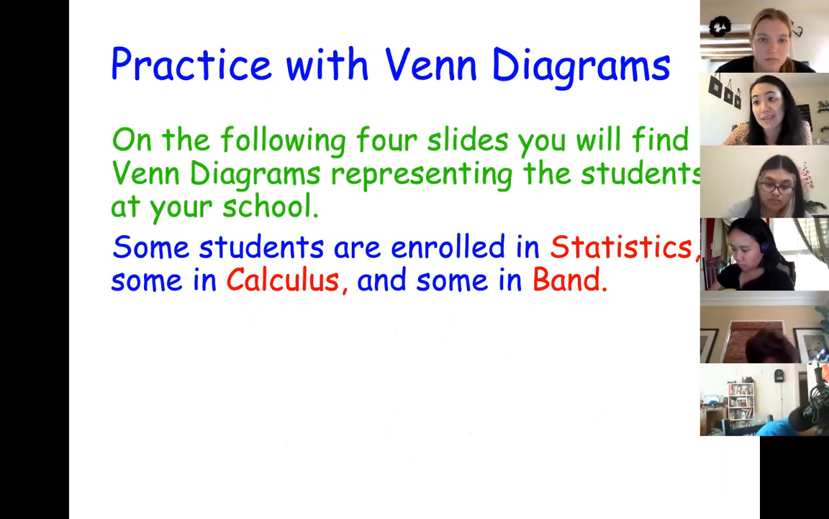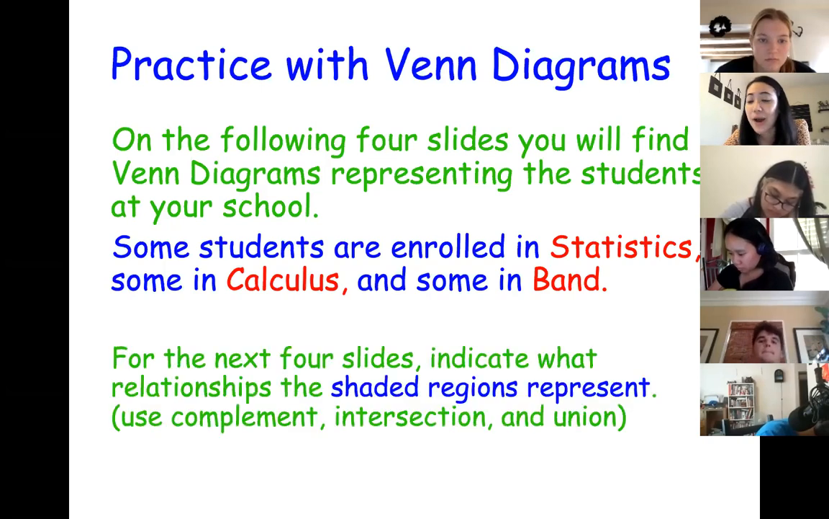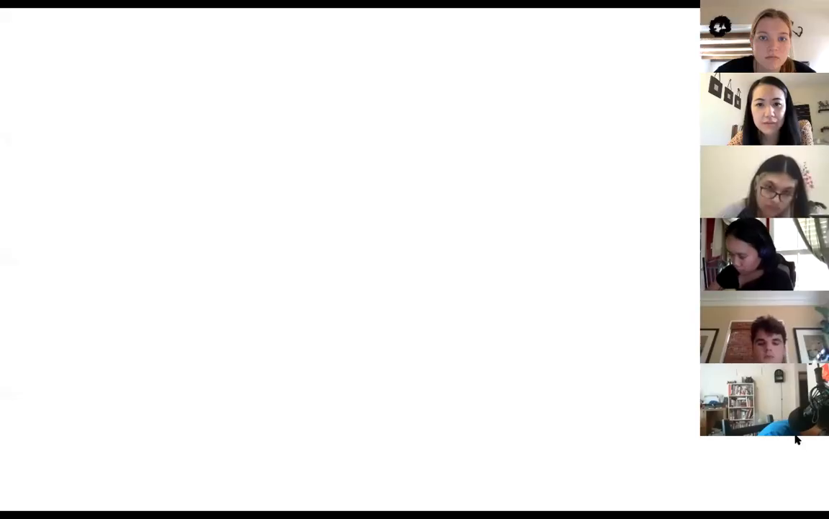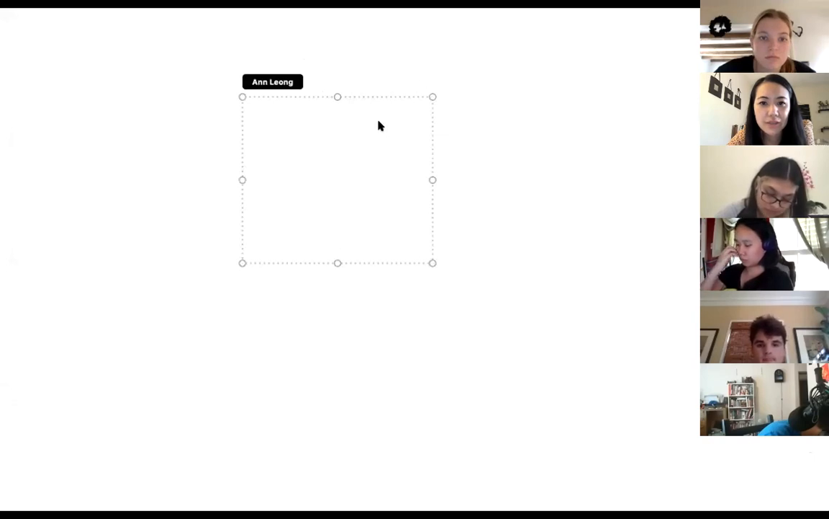You could be in statistics and calculus, statistics and band, calculus and band. So I want you to go ahead and make Venn diagrams to represent these following events. For your 4 problems, draw a box first to represent the sample space.